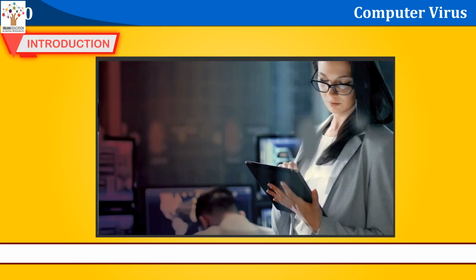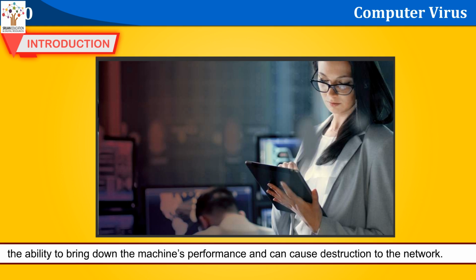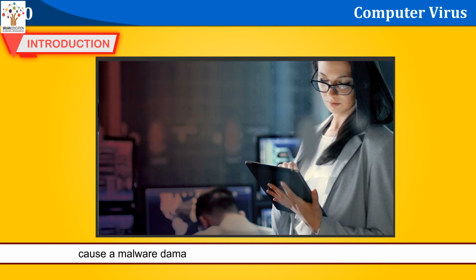Introduction. In the previous class, you have already learned that software is a group of programs that help us to work on a computer. But there are some software that have the ability to bring down the machine's performance and can cause destruction to the network. It can cause a malware damage. That is, when the computer becomes infected, it is no longer usable and the data inside it becomes unavailable.